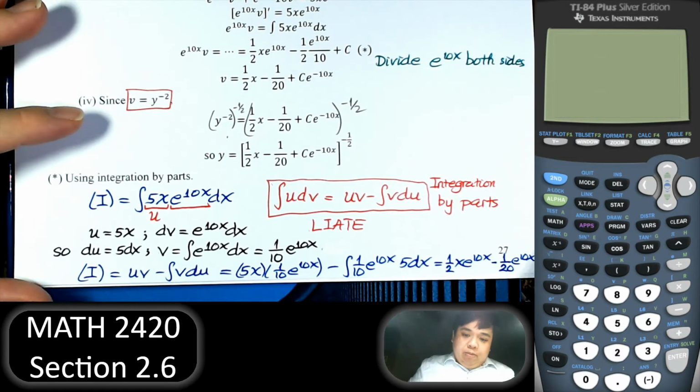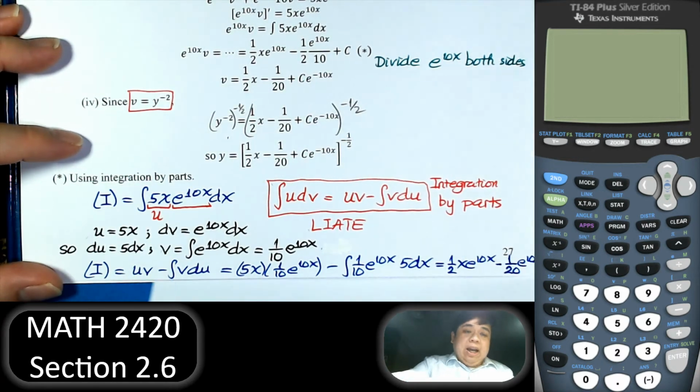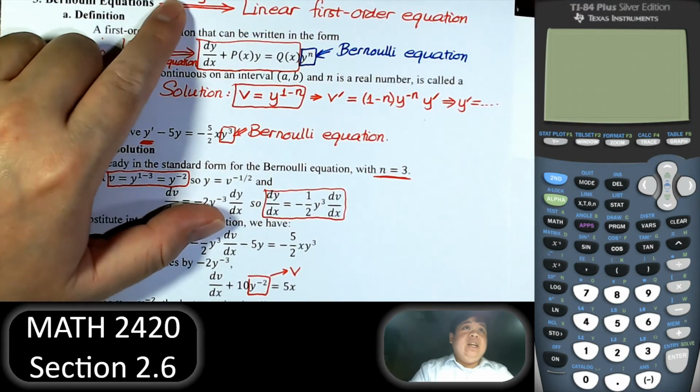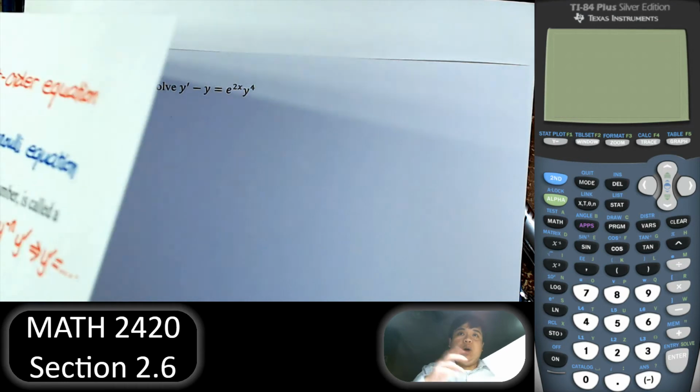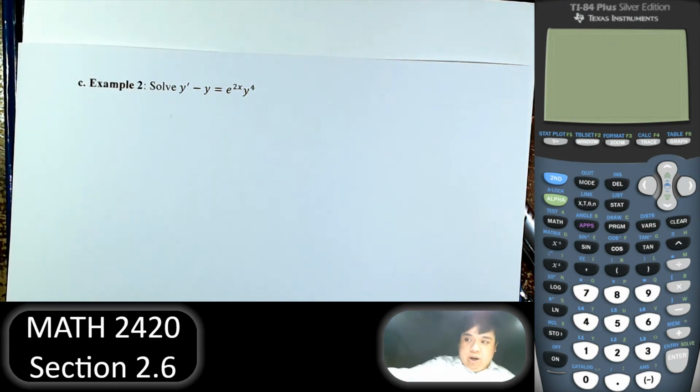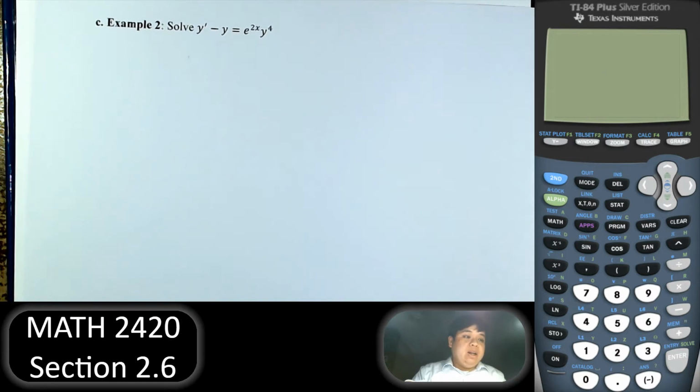Right, so for the Bernoulli equation, if we let v equal to y to the 1 minus n, we turn the Bernoulli equation into a linear first order equation. When we solve that, we substitute back in terms of y, and that's what we do.